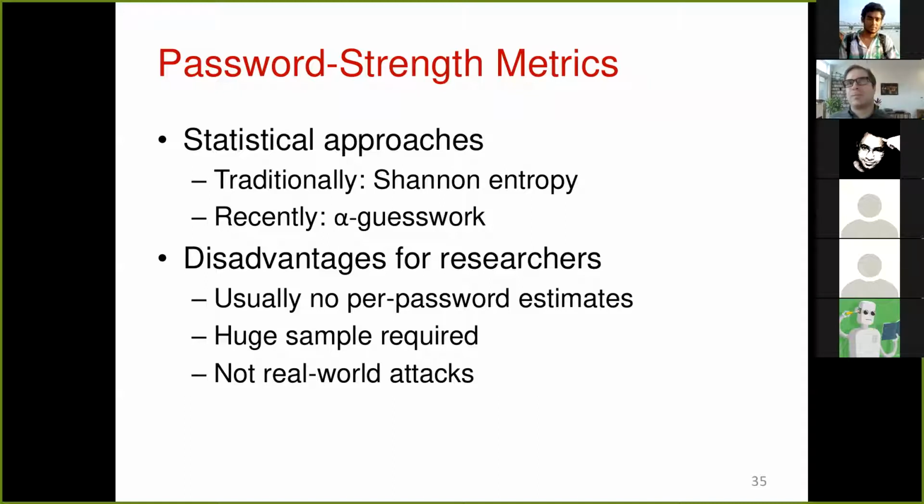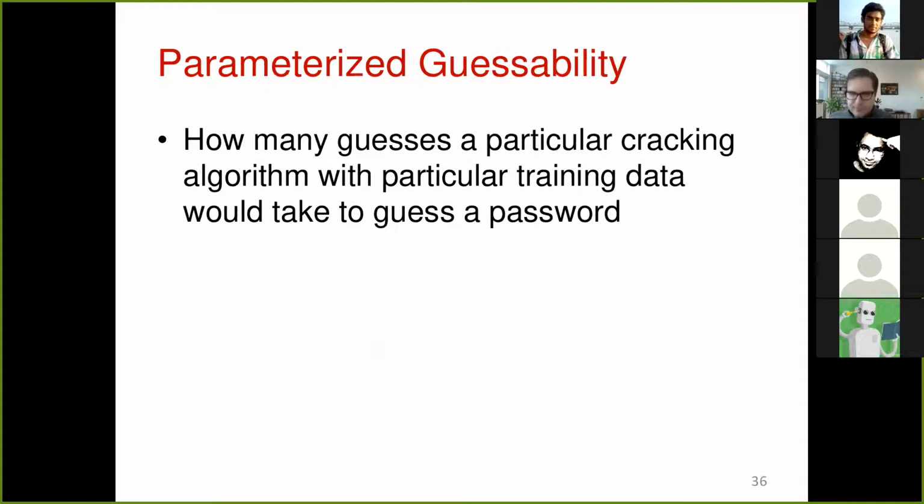So you don't get these per-password estimates. You usually use this huge sample. And so what we and others ended up using is this notion called parameterized guessability, which I was going to attribute to someone, but I'm not sure they actually came up with it. I did not come up with this notion. But this idea was around in the late 2000s, early 2010s.